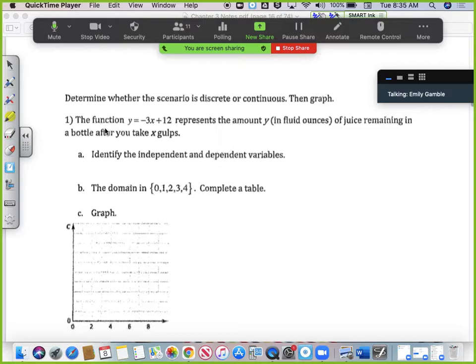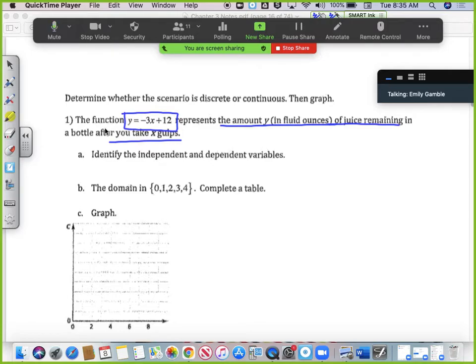The function y equals negative 3x plus 12 represents the amount y in fluid ounces of juice remaining in a bottle after you've taken x gulps. So this function is representing how much juice is remaining in the bottle after you take x amount of sips. First, let's determine if this is discrete or continuous. Well, I guess we can wait for that. Let's first just answer letter A, identifying the independent and dependent variables.